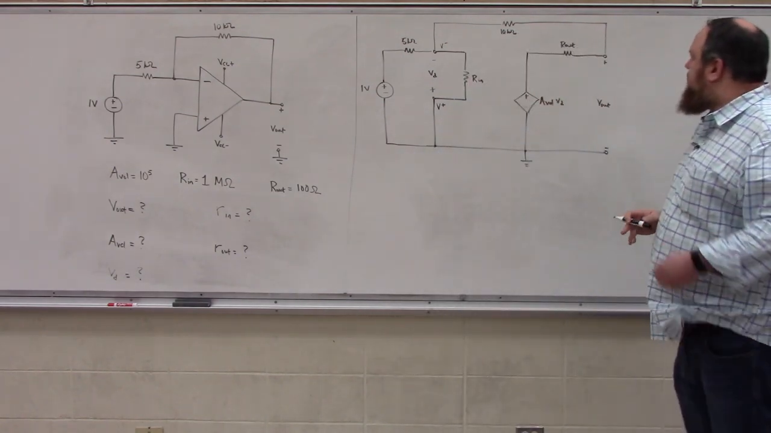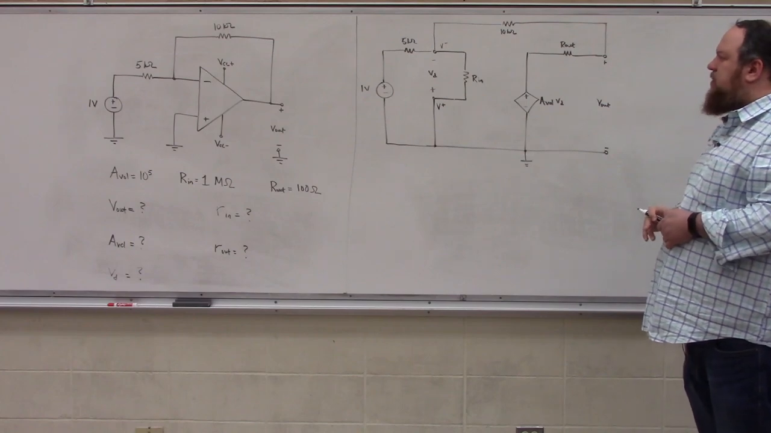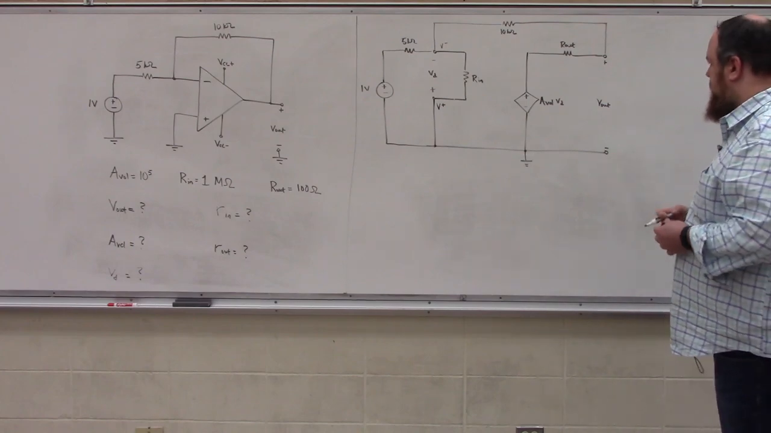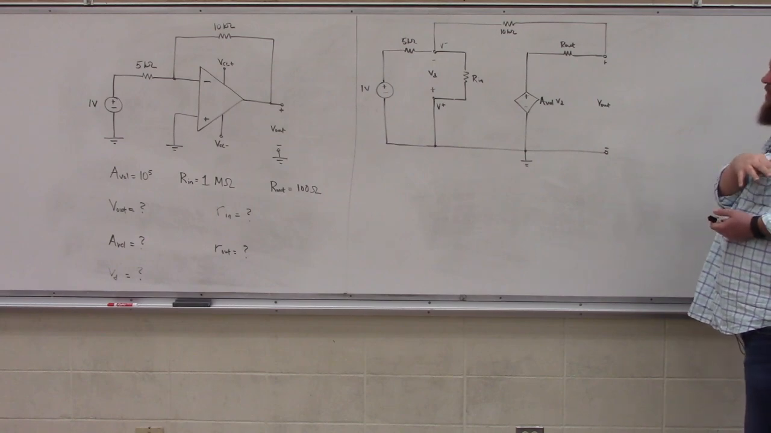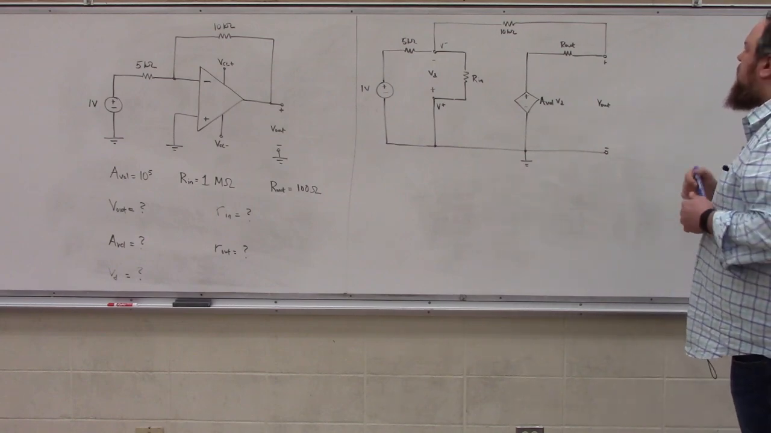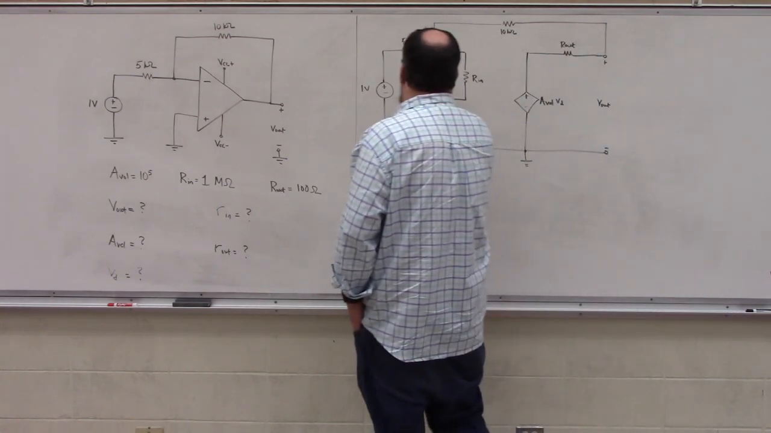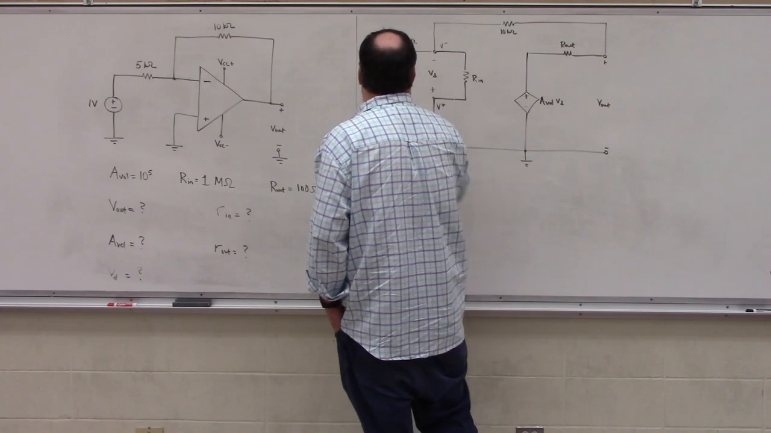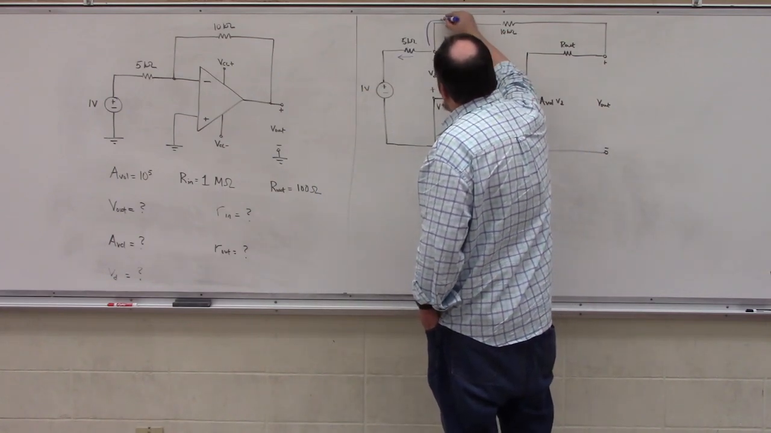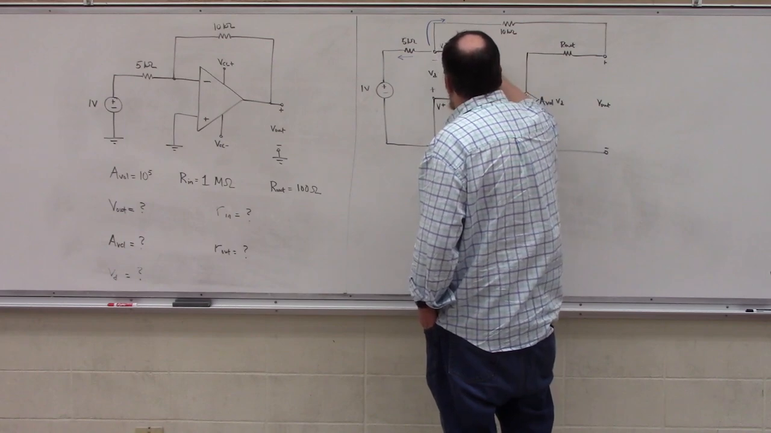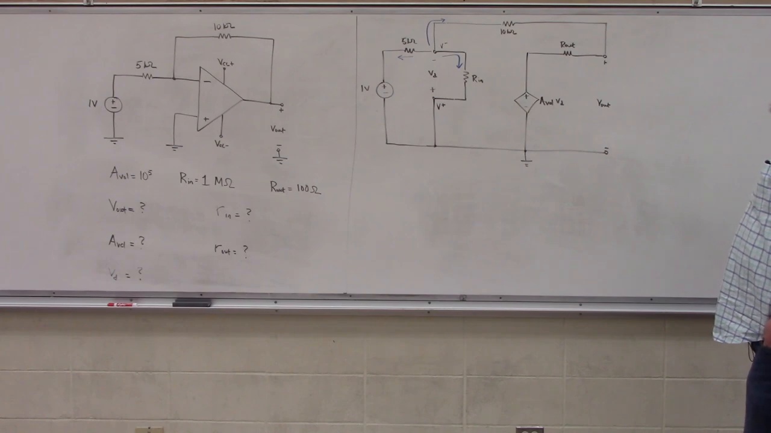And I believe I've finished drawing my practical op-amp model of my negative feedback circuit. To analyze this, I'm going to perform Kirchhoff's current law at the inverting terminal. So I'll find this current directed to the left, this current directed up, this current directed to the right and down, and sum them together.